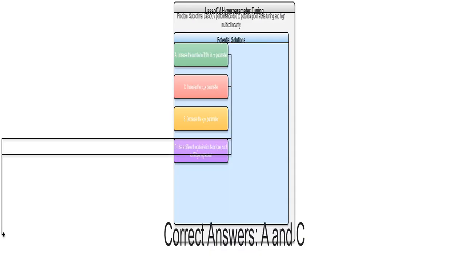The best options are A and C. Increasing the number of cross-validation folds and the range of alpha values improves model reliability and the chance of finding the optimal regularization strength. These are the most direct ways to address the suboptimal alpha selection.